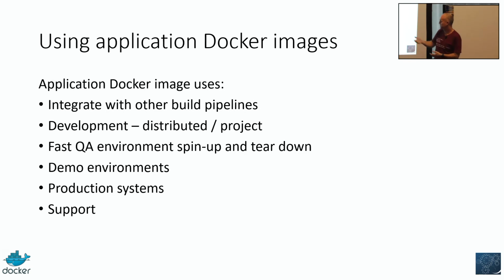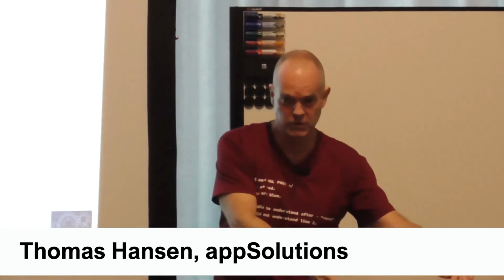What can you use your application Docker images for? Well, integration with build pipelines, we've touched on that a few times. Development, distributed project development, spinning up QA environments very quickly, testing stuff and throwing them away, demo environments, production systems, support, testing a certain issue. You need to spin up a certain version of the application, certain version of OpenEdge, certain version of the database. Piece of cake when you've got it all in Docker images.